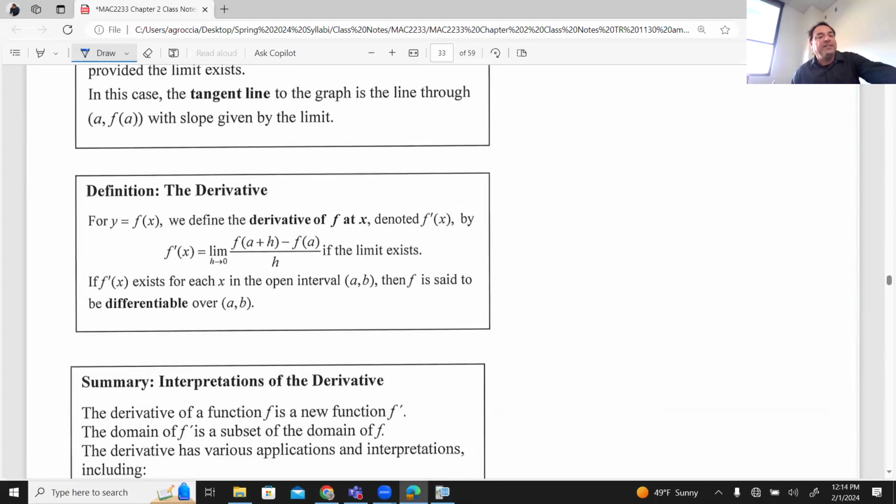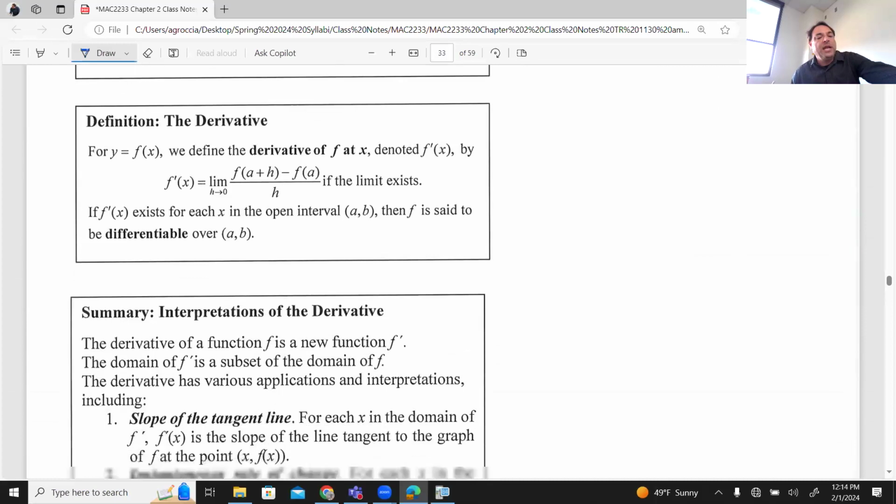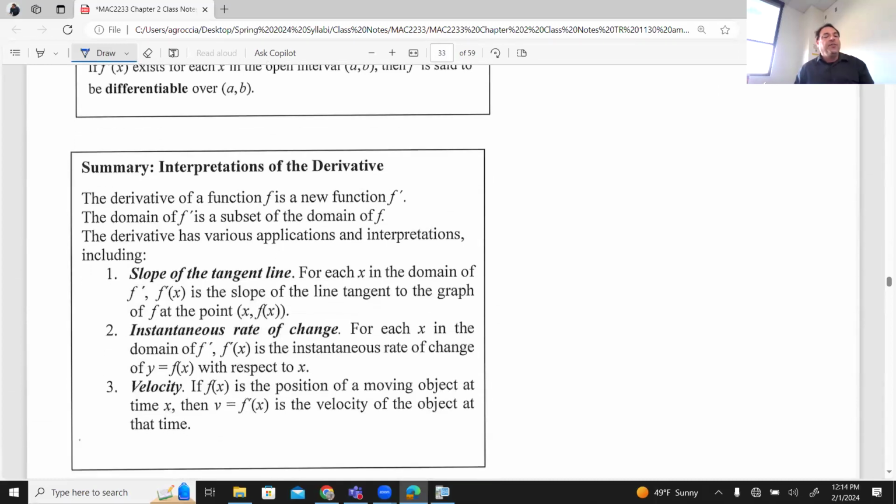So when we have this derivative formula, how do we interpret a derivative? There's really 3 ways to interpret it. Our focus is going to be on 2 and 3. The first one says slope of the tangent line. It is the slope of the tangent line, right? That's not how we're going to use it. We're going to use it for number 2 and number 3.